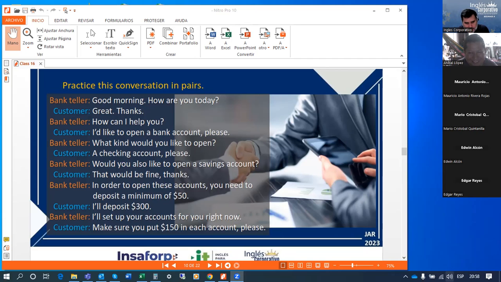In order to open this account, you need to deposit a minimum of $50. I'll deposit $300. I'll set up your account for you right now. Make sure you put $150 in each account, please. Okay. Thank you.